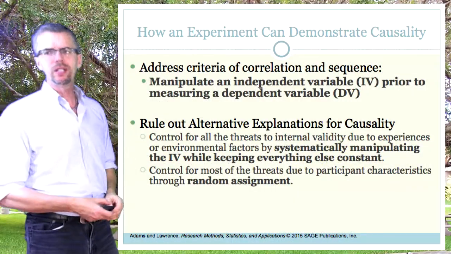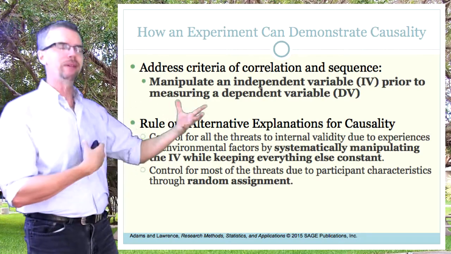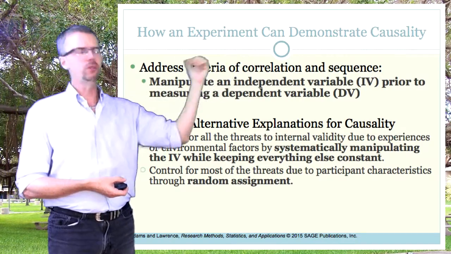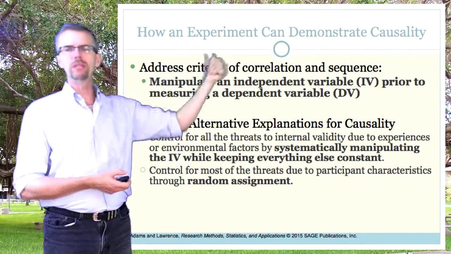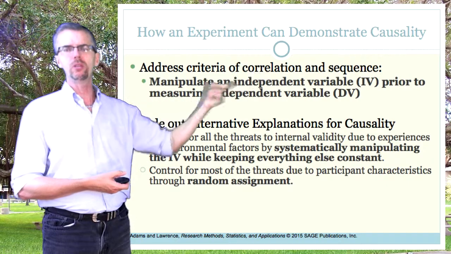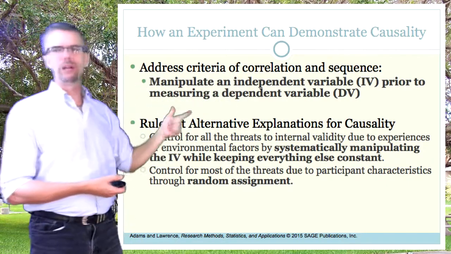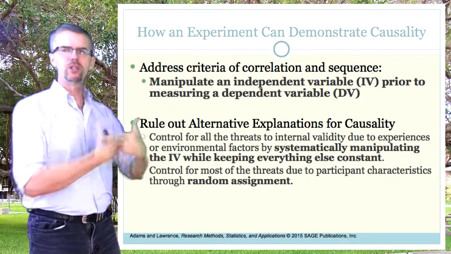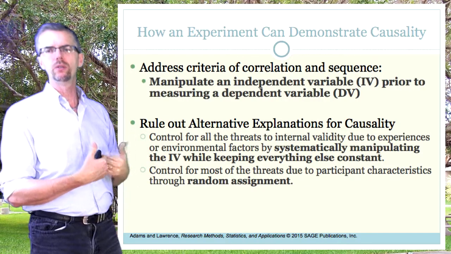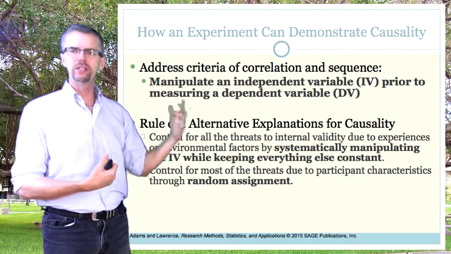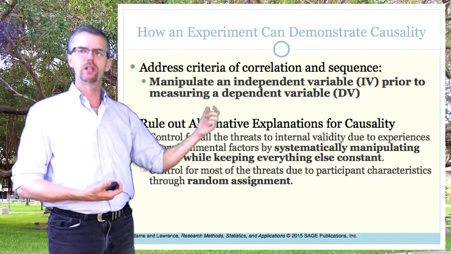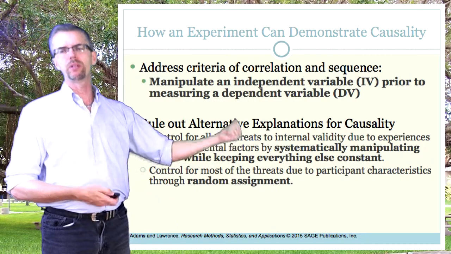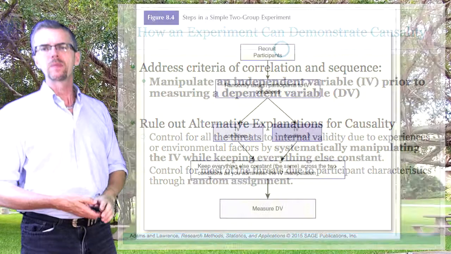Okay, how an experiment can demonstrate causality. So this is the experimental design part of chapter 8. First, you want to address the criteria of correlation and sequence. So you want to design an experiment where you can manipulate an independent variable prior to measuring a dependent variable. This way you can rule out alternative explanations for causality. What you do in this experiment is you control for all the threats to internal validity due to experiences or environmental factors by systematically manipulating the independent variable while keeping everything else constant. You control for most of the threats due to participant characteristics through random assignment. And this is how you do it.